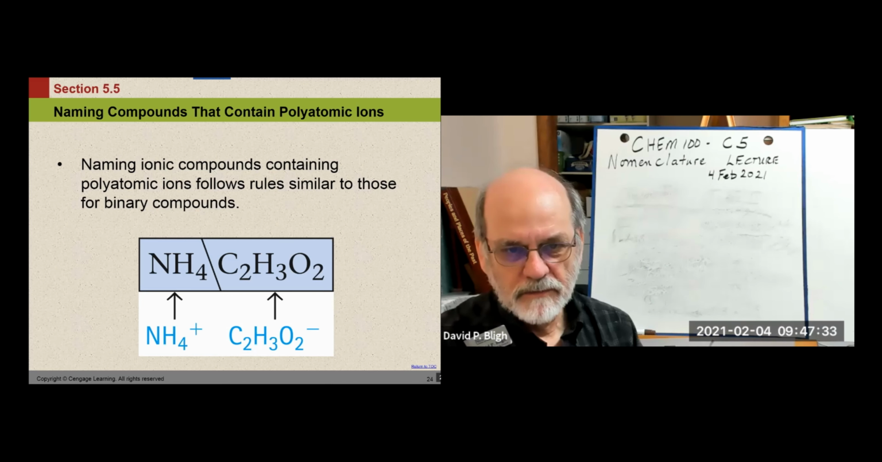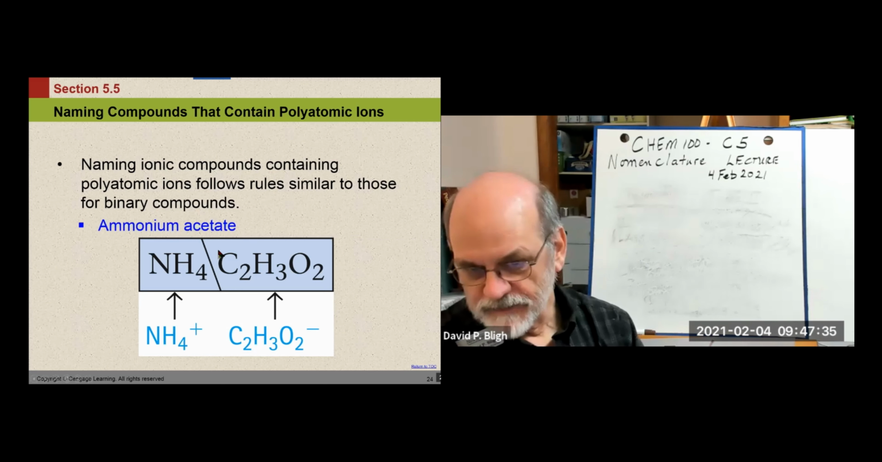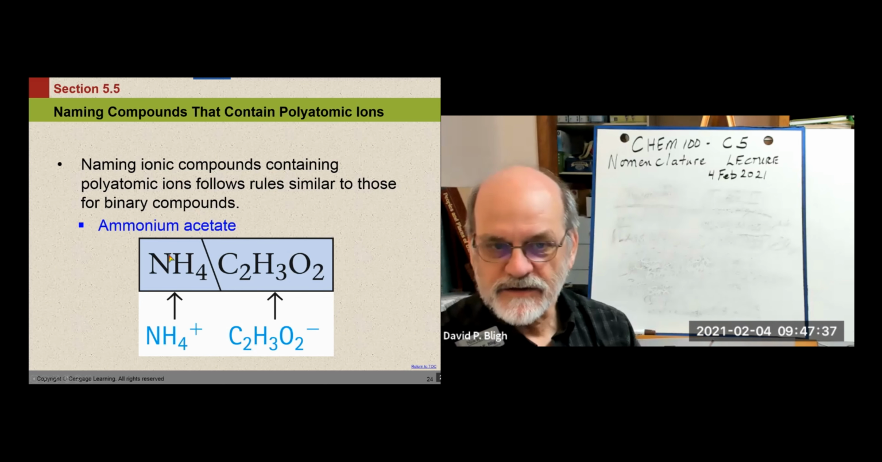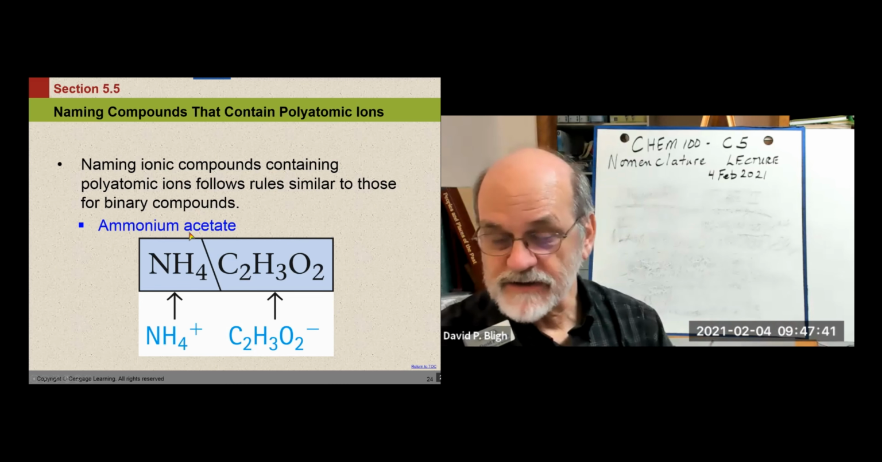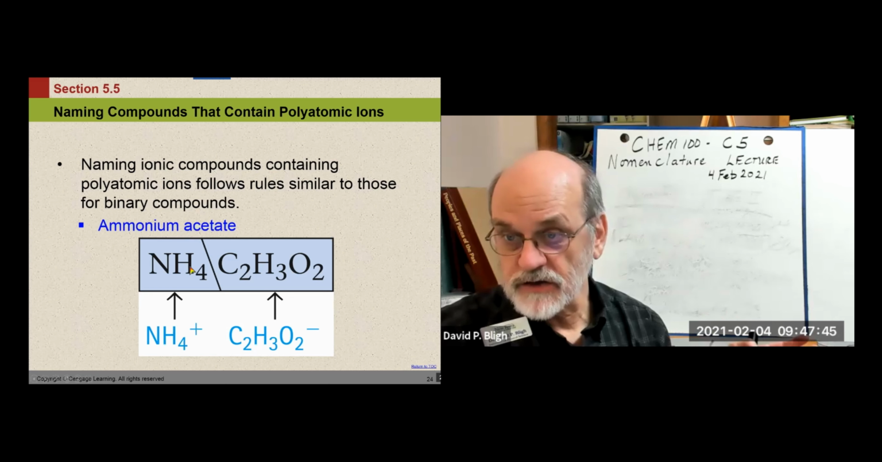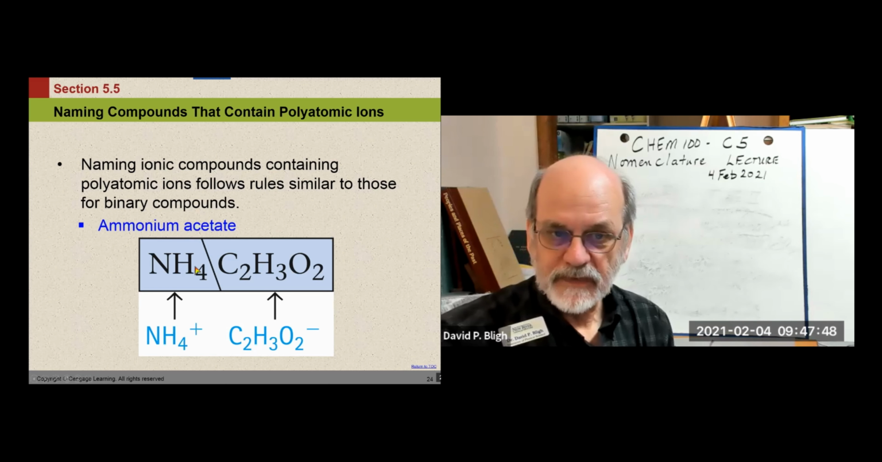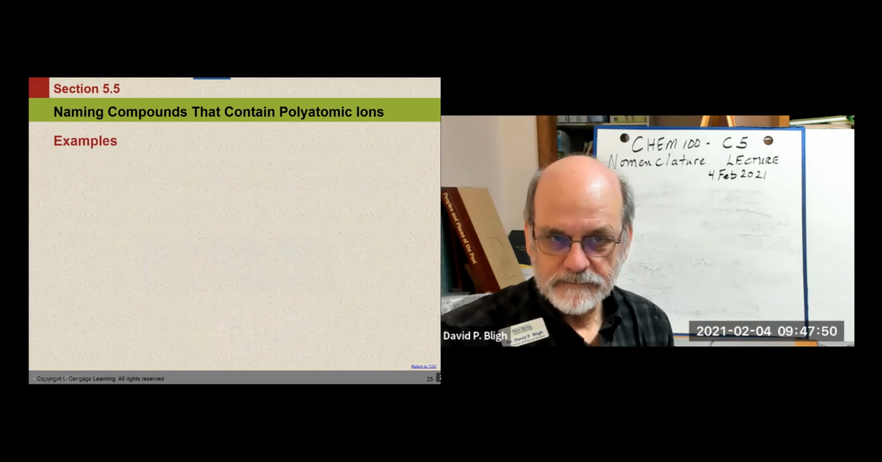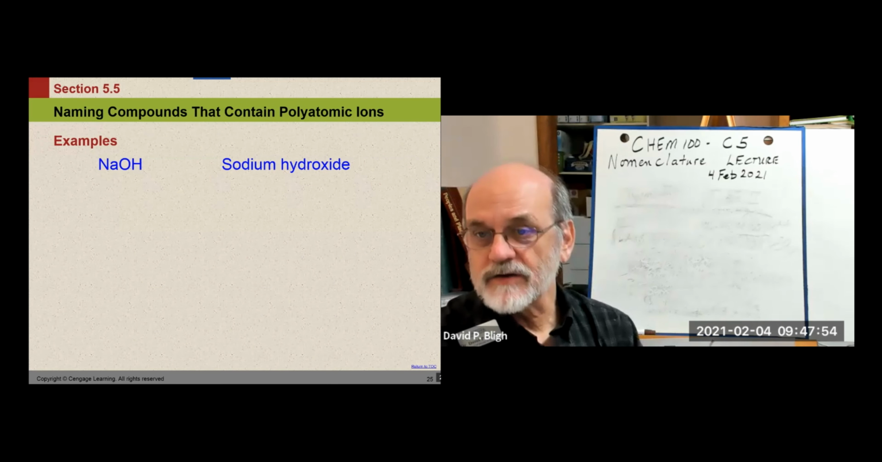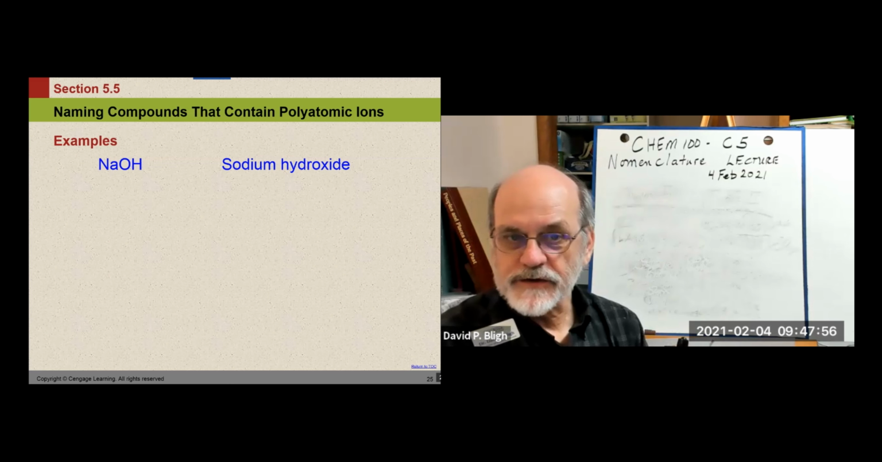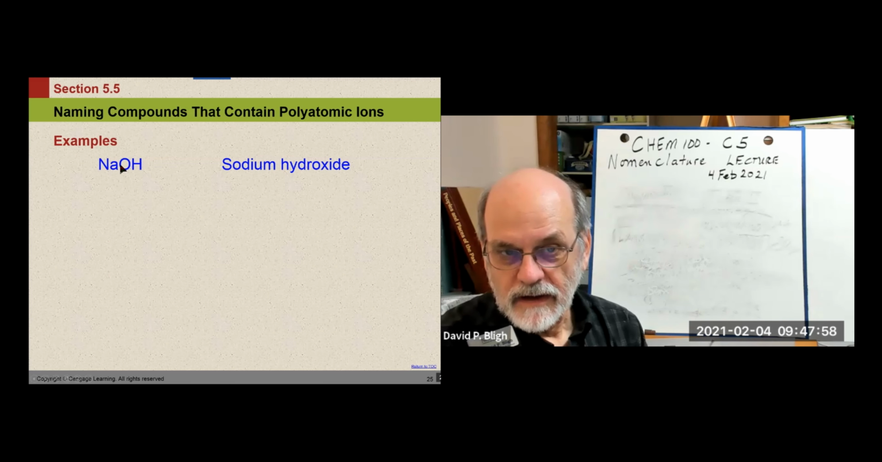So this is ammonium acetate. That's the acetate ion. This is the ammonium ion. That's it. That's all you have to say. No Roman numerals, because this can't change its charge. Okay, here's an example. Sodium hydroxide. There's the sodium. There's the polyatomic hydroxide.